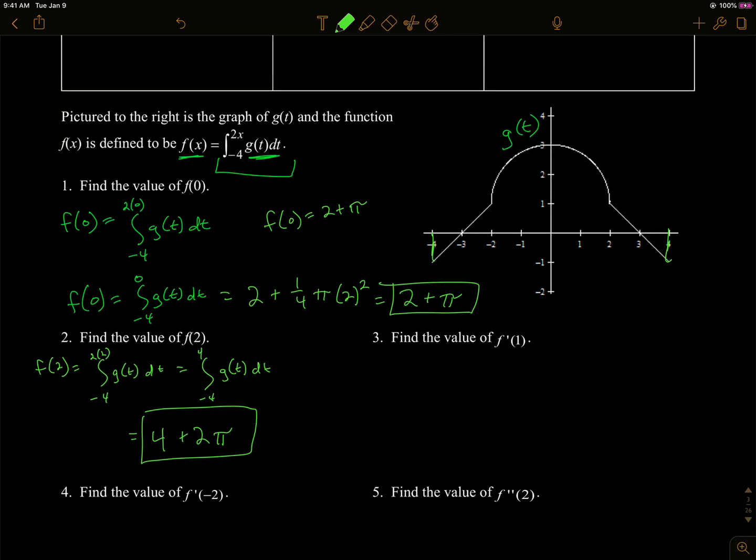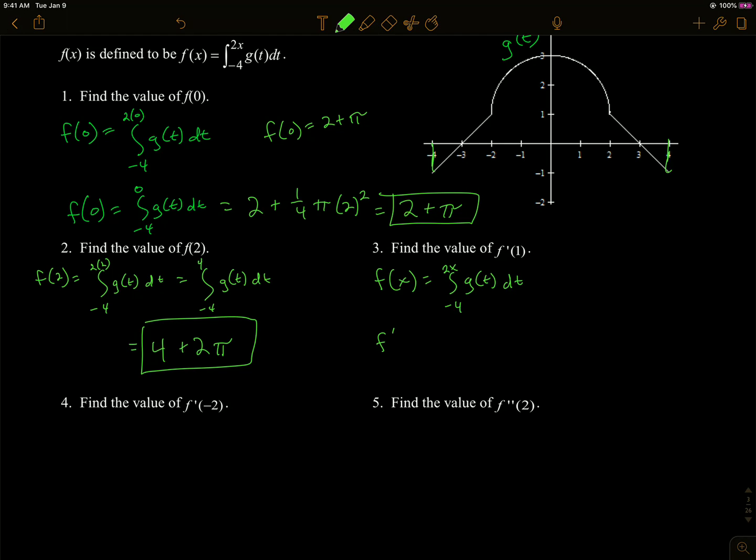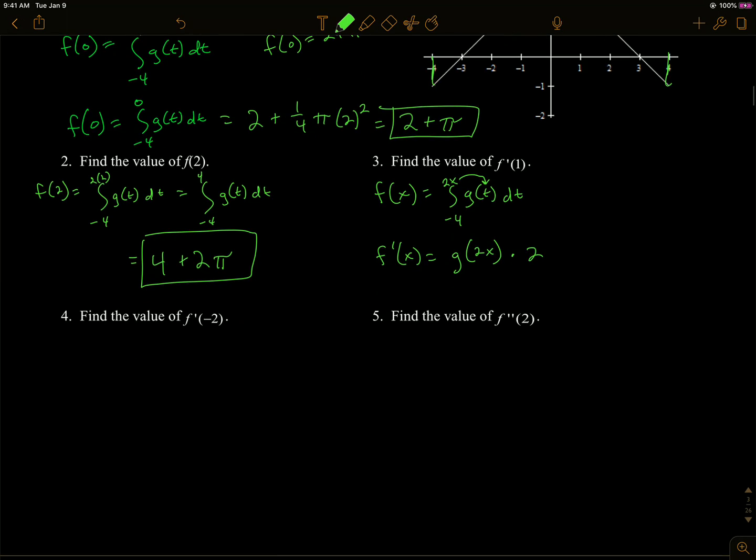Find the value of f prime of 1. So now we've got our f of x, but we want to find the derivative of that. Then we plug in the 1 afterwards. We're not plugging in the 1 straight away. Let me recopy f down here so it's a little easier to see. So f of x is defined as the integral from -4 to 2x of g of t dt. If we want to find f prime, we do the derivative first and then plug 1 into it. That means I'm going to plug 2x into the function here. So I'm going to get g of 2x, and that's going to be times 2. That's our definition of f prime.